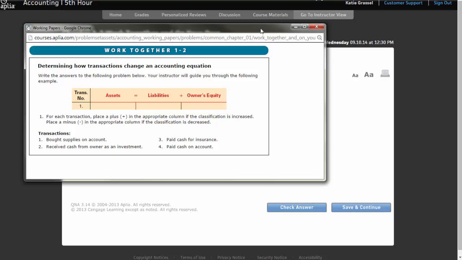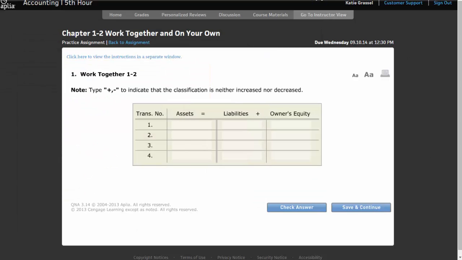So I need the transactions, but what is kind of confusing is they said the word classification. Assets, liabilities, and owner's equity are considered classifications. What I did on the board with you previous to this, cash, supplies, Mrs. Grassel Capital, those are considered accounts. Every account can only have one classification. So that's what they're referring to when they say classification here.